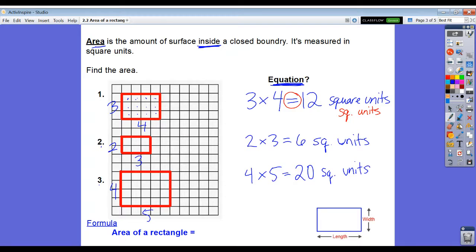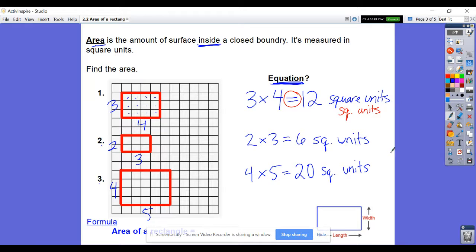Ta-da! Check your work against these answers, so that you had a 2 by 3 array equals 6 square units, or a 4 by 5 array equals 20 square units. And I bet you're thinking to yourself, writing a multiplication equation, especially once it got up to 20 square units, was so much easier than having to count one by one.